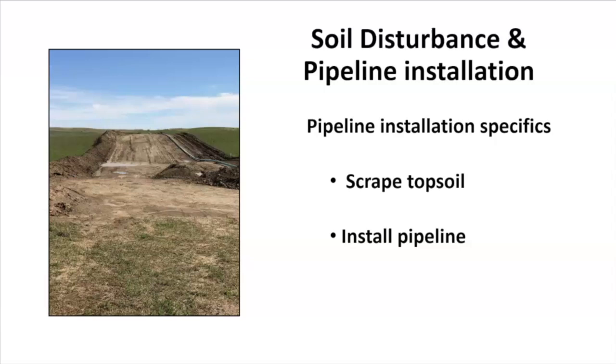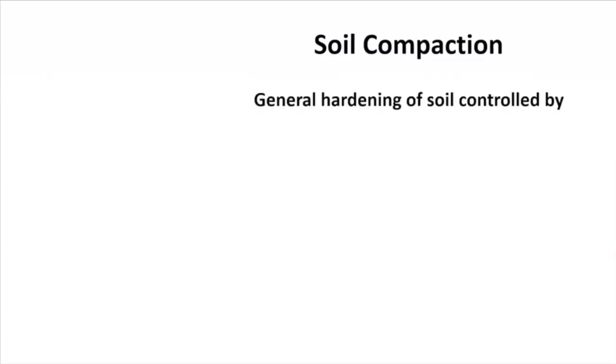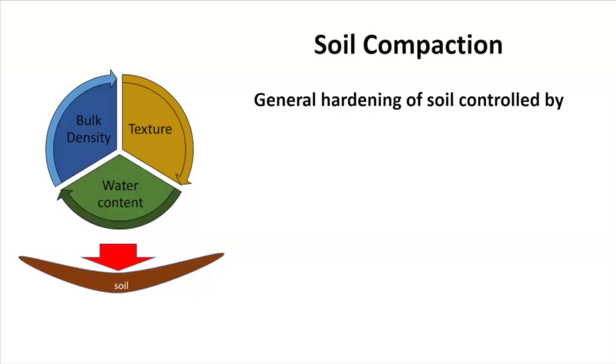So we've had several people in this conference state how important it is to look at soil compaction and how compaction can happen at these pipeline installation sites. So let's get into soil compaction. It's defined as a general hardening of soils, and it's controlled actually by these three factors interacting. First, we have texture, which is the particle size.